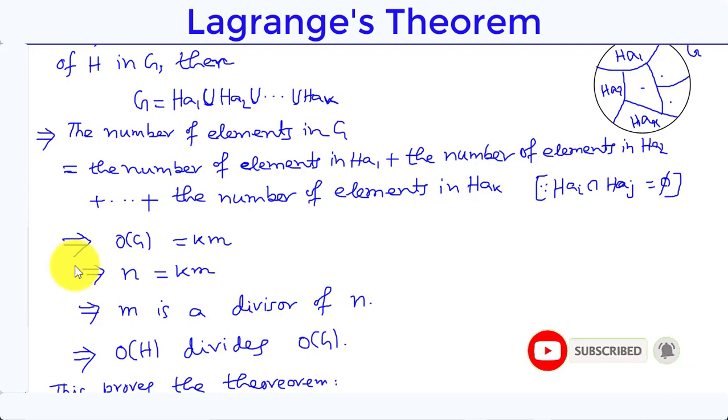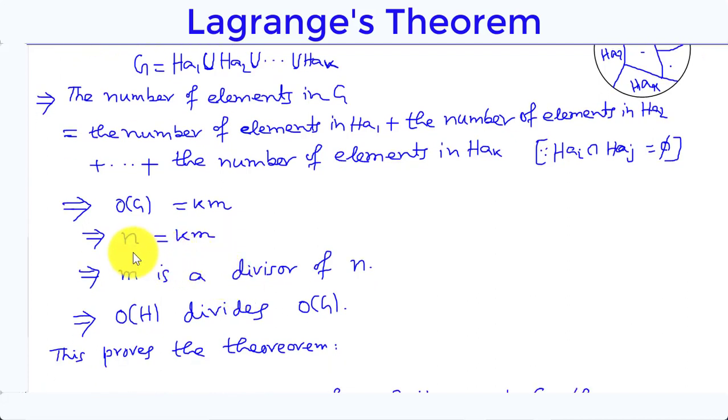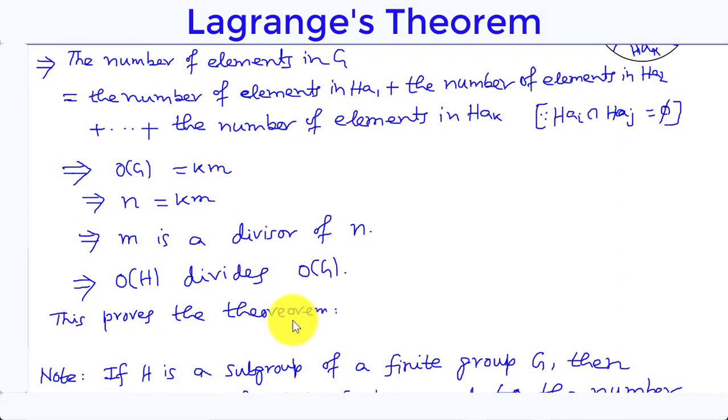This implies that the number of elements in G, that is the order of G, is equal to k times m, since every right coset of H in G has m elements and there are k distinct right cosets. So, order of G is equal to k times m, implies that n is equal to km. Since n is a multiple of m, so m is a divisor of n, implies that the order of H divides the order of G, that is, the order of a subgroup of G divides the order of the group G. This proves the theorem.